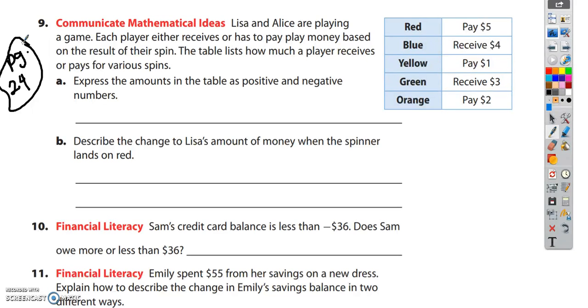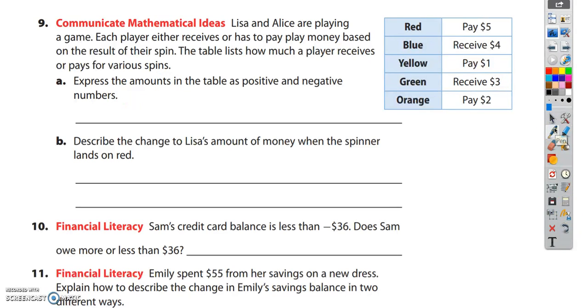Lisa and Alice are playing a game. Each player either receives or has to pay money based on the result of their spin. The table lists how much a player receives or pays for various spins. And you need to analyze this table right here before you can write your answers. Question A says, express the amounts in the table as positive and negative numbers. There's two clues here that tell you that we want multiple answers. Express the amounts, plural, as positive and negative numbers, plural.